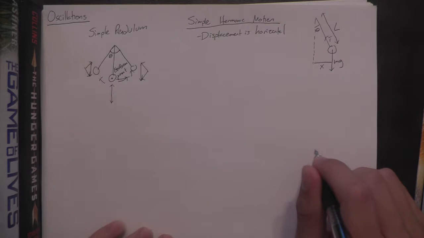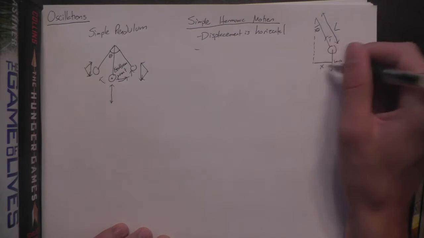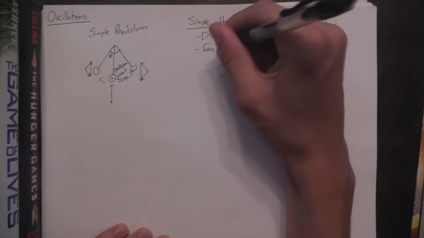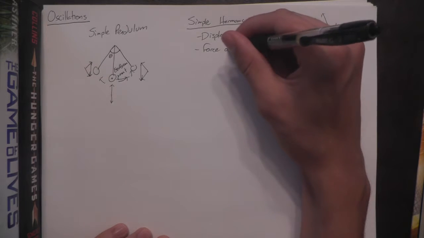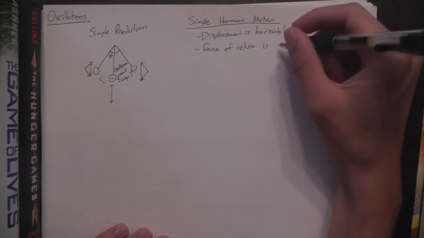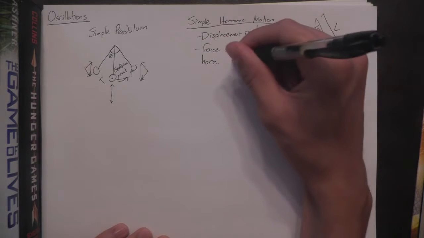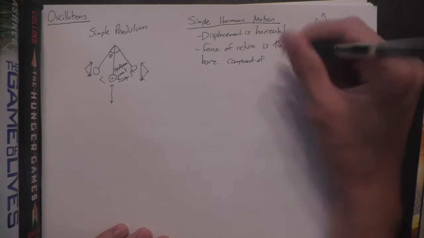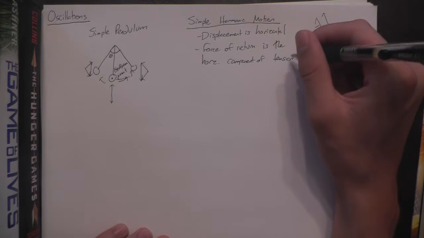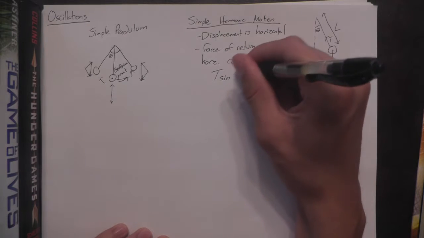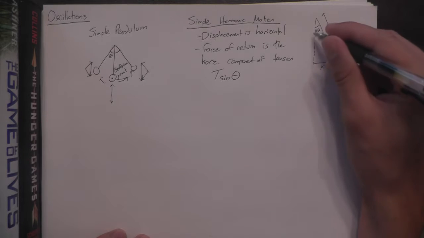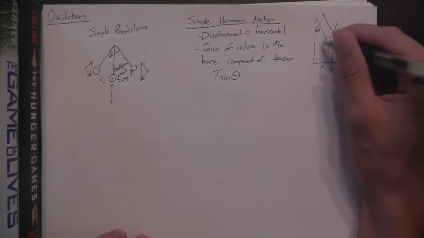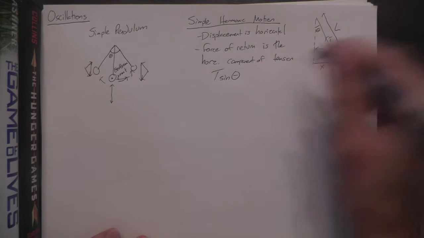Now we can also assume that because it's only horizontal, the force that makes the pendulum want to return to the equilibrium position, so the force of return, we'll call it, is the horizontal component of tension, or as we would call it, T times the sine of this angle, because there's the hypotenuse, and there's the opposite right here, which is the force that's going down there, so using sine.